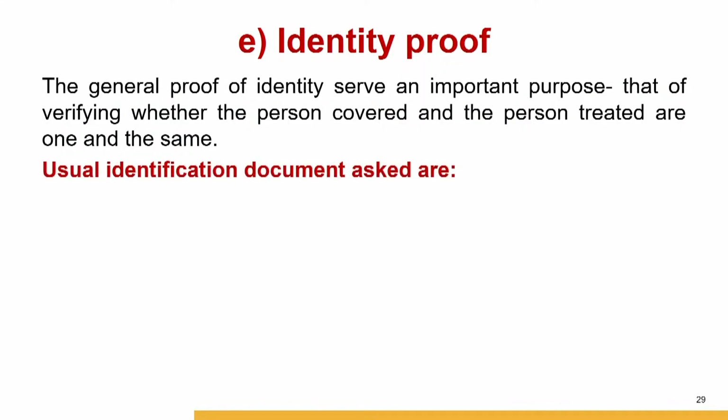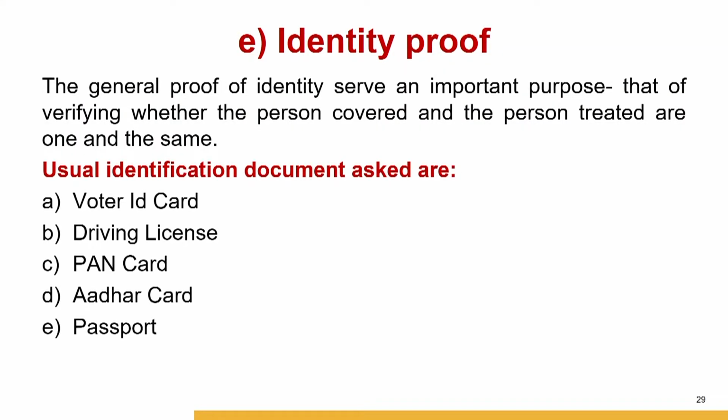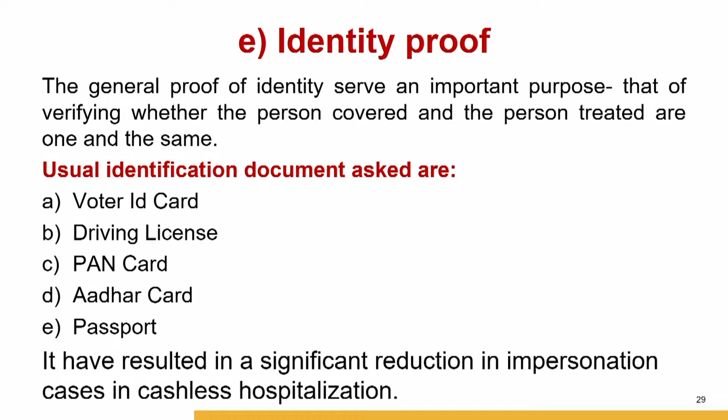Again, when it comes to ID proof, which I told you in the beginning, and sometimes at the time of final settlement, there should be an ID proof which will be checked. So general proof of identity is required, right? Usual documents are voter ID, driving license, Aadhaar card, passport, PAN card. They are all authentic government ID proofs which are required, right? So it has resulted in a significant reduction in impersonation cases in cashless hospitalization.